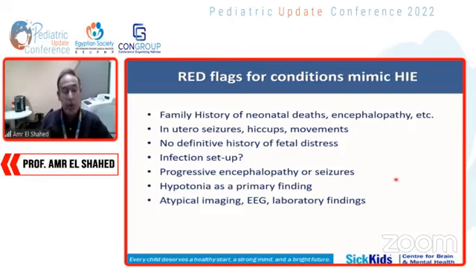If the patient is looking around and looking active, the background on the amplitude-integrated EEG is normal, but the patient is profoundly hypotonic, this is against HIE. If you have atypical imaging, as I mentioned in the last case, or atypical EEG or lab findings, then you have to consider other causes for encephalopathy.